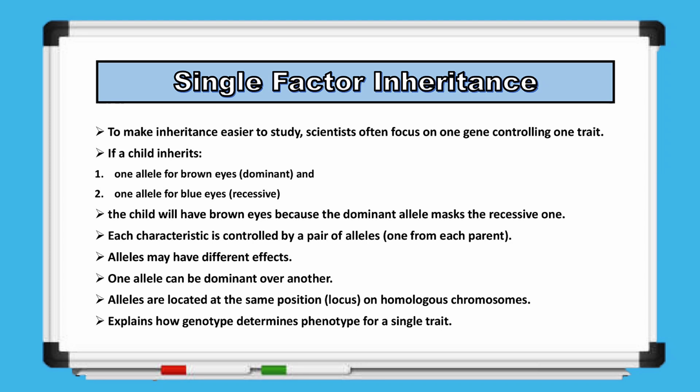Each characteristic is controlled by a pair of alleles, with one allele coming from each parent. These alleles may have different effects, and in many cases, one allele is dominant over the other. Alleles are found at the same position on homologous chromosomes. This concept helps us understand how the genotype, which is the combination of alleles, determines the phenotype, which is the observable trait, for a single characteristic.